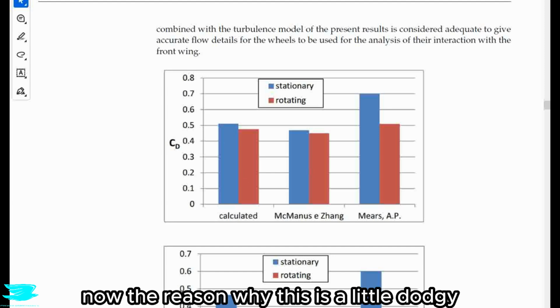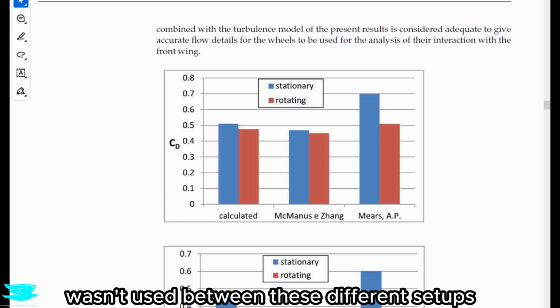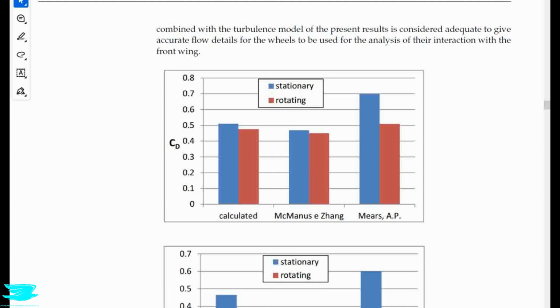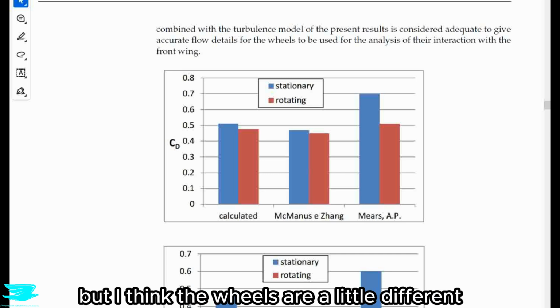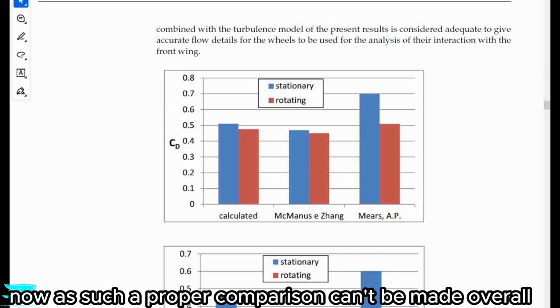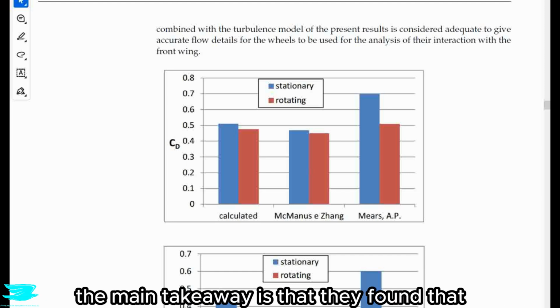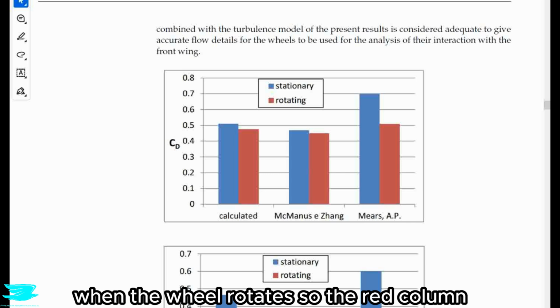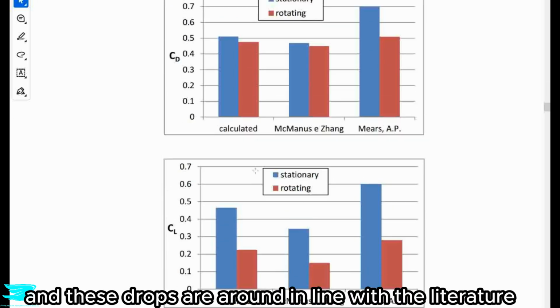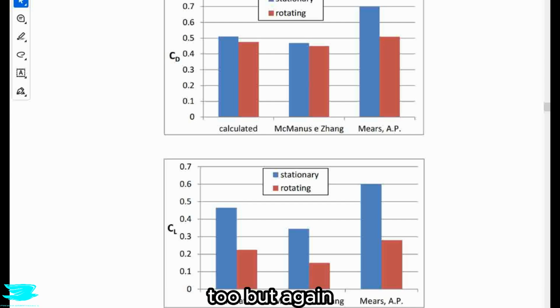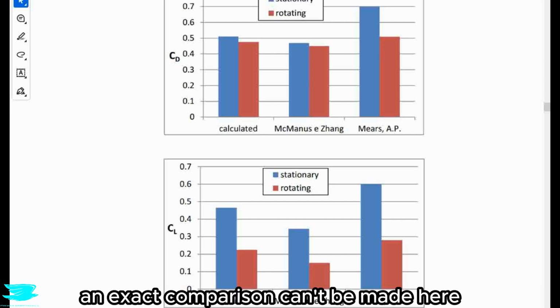Now, the reason why this is a little dodgy is because the exact same wheel wasn't used between these different setups, at least from what I can tell. Now, if I'm wrong about that, let me know in the comments below, but I think the wheels are a little different. As such, a proper comparison can't be made. Overall, the main takeaway is that they found that when the wheel rotates, so the red column, the drag drops a little and the lift drops a lot. And these drops are around in line with the literature too. But again, an exact comparison can't be made here.